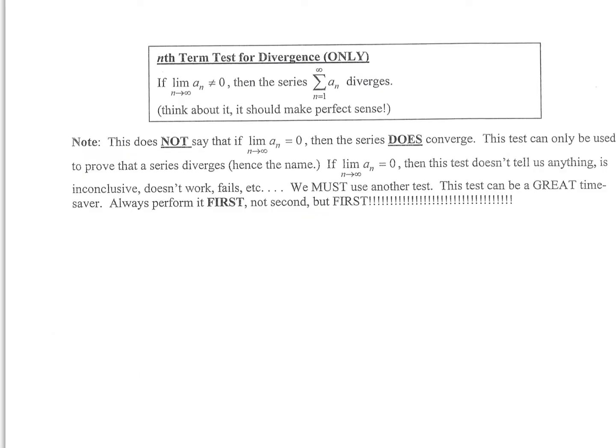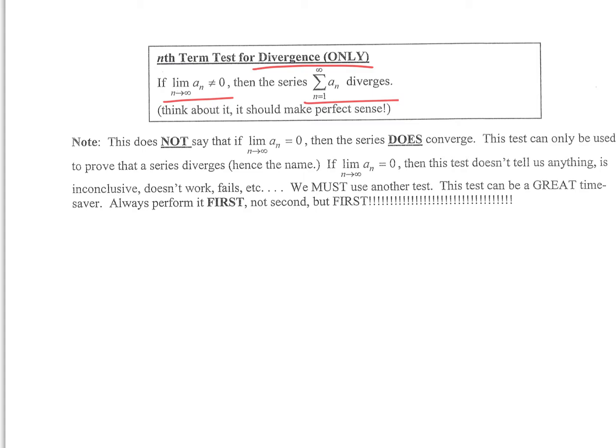This is the nth term test for what? Divergence only. We'll talk about this. So this is what it states. If we have a limit as n goes to infinity of our general term and it doesn't equal 0, that series diverges. So if my limit does not equal 0, then the series diverges. Does this say that if my limit does equal 0, my series converges? No. This only works if the limit does not equal 0.